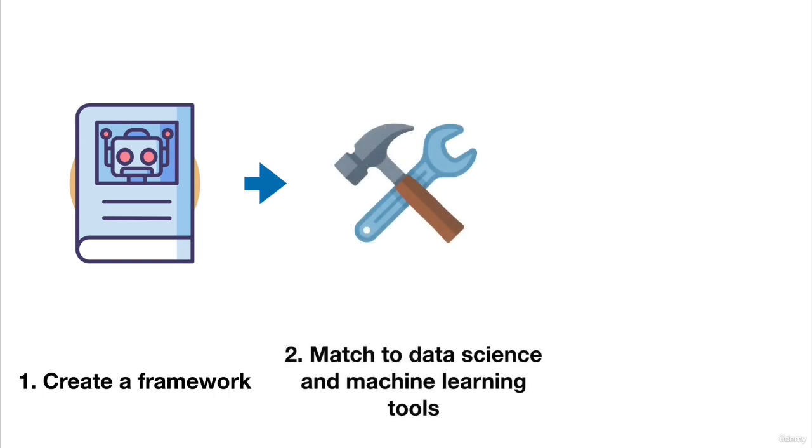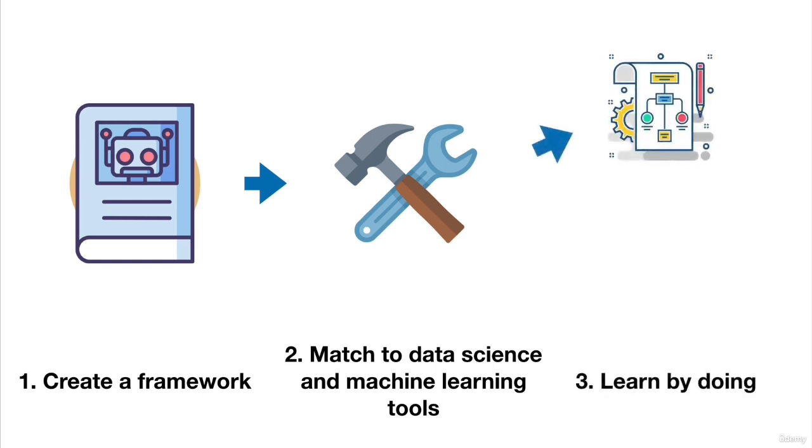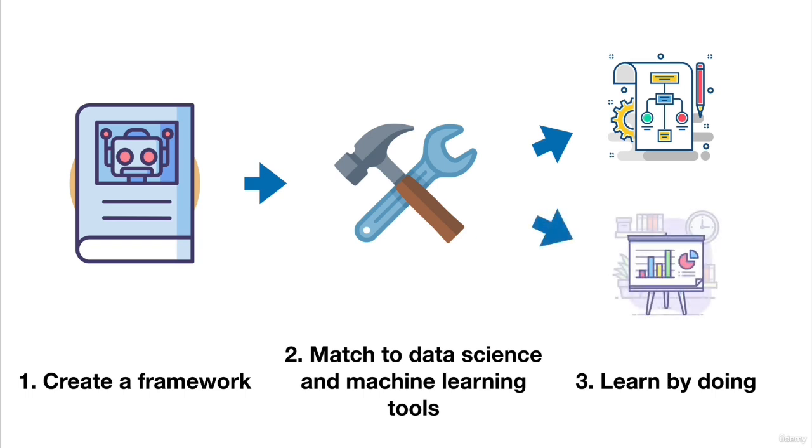Number two, we're going to match that framework, once we've gone through it, to available data science and machine learning tools. This means that people have already had similar problems to what we're going to try and solve in the past, and so they've created tools for those problems. So we're going to learn what tools are used for what machine learning projects. And then to learn all of this, we're going to learn by doing, by going through projects which involve step 1 and step 2 to build a portfolio to show off your work and your skills.